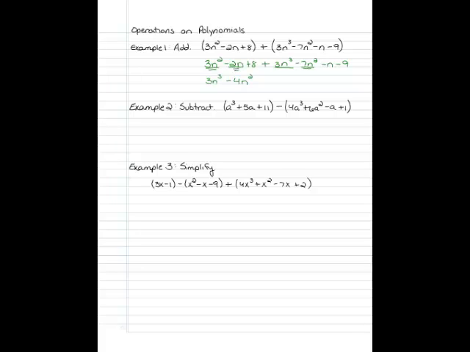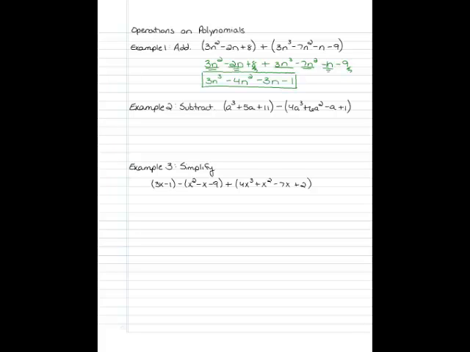We have minus 2n minus n. That's a 1, so minus 1n. Negative 2 minus 1 is minus 3n. And then the constant terms, plus 8 minus 9 gives us minus 1. Here is the simplified result.